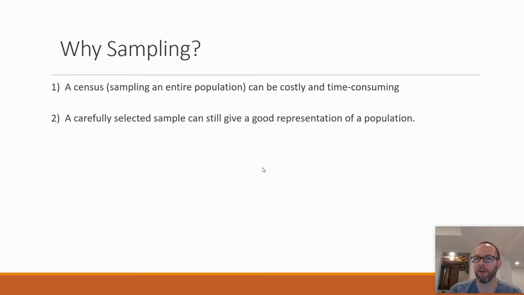But with a carefully selected sample, if you choose your sample well so that it represents your population, then you can get a good idea of people's opinions just by doing a sample. So often getting a sample is best. It's more efficient, costs less, takes less time, and you can still get a good representation of the population.